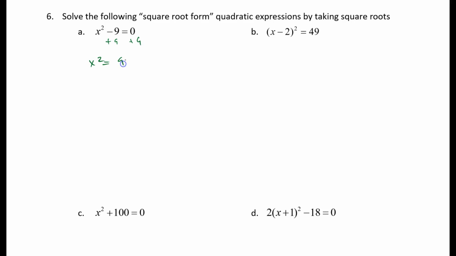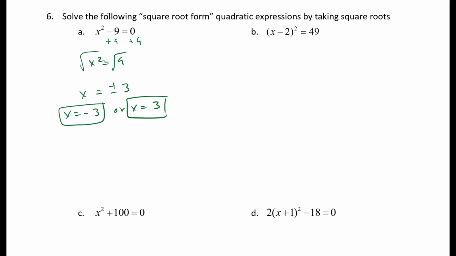x squared equals 9. And I can go ahead and take the square root of both sides, which gives square root of x squared is just x. When I'm solving equations, I have to remember to take plus or minus here. So x is plus or minus 3. So x equals negative 3, or x equals 3. If I plug both those back in, you can see that they'll work, because negative 3 squared is positive 9. Positive 9 minus 9 is 0. Same thing with positive 3.